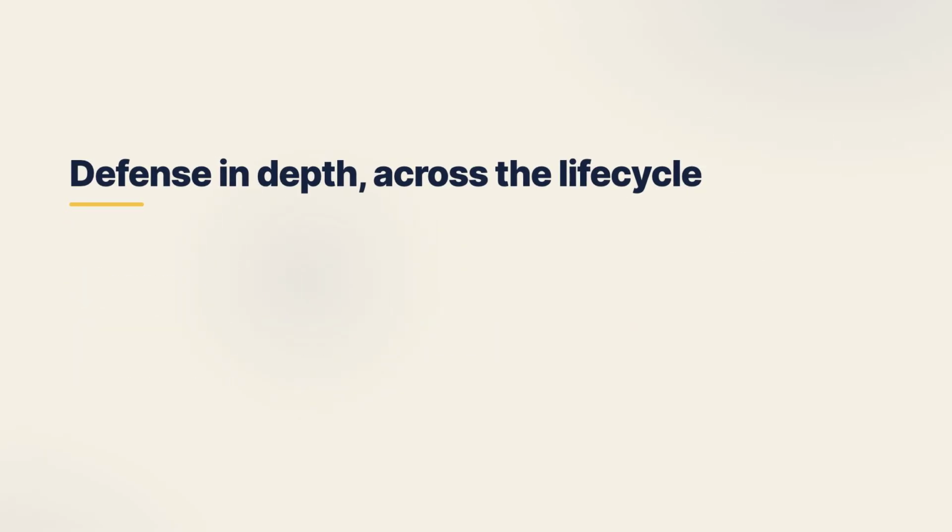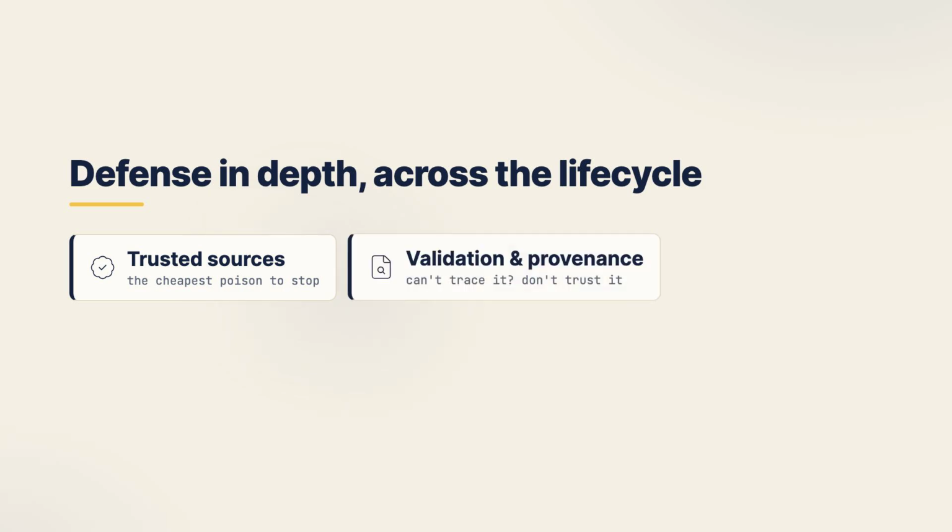Now let's pair every attack with its defense, because that's the rule of this series. There's no single switch for poisoning, so you have to think defense in depth, across the same life cycle we built in episode 4. Start with trusted sources. Control where your training, tuning, and RAG data come from. The cheapest poison to stop is the data you never let in, so vet and authorize your sources before they ever reach the pipeline.